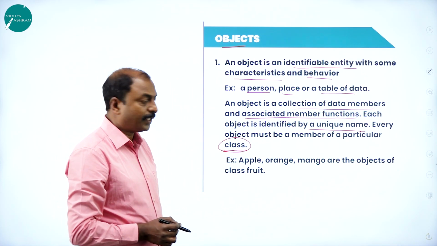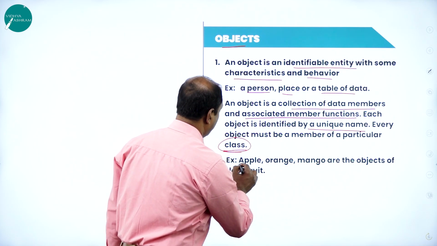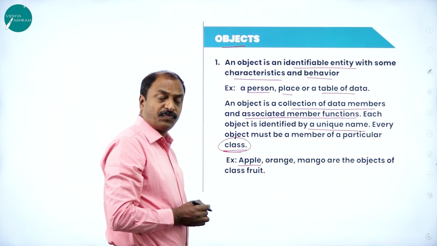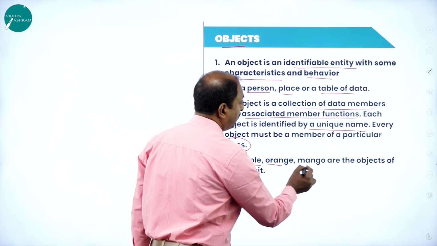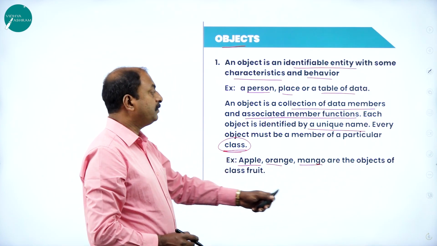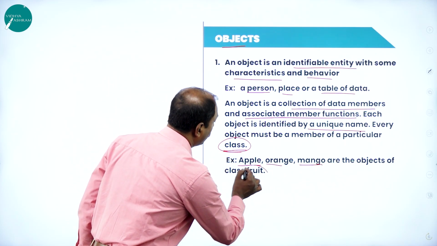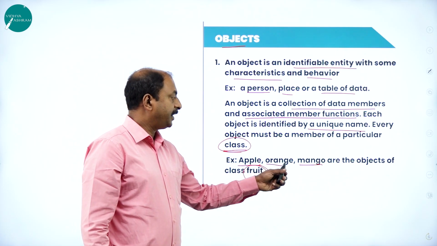Now, look at the example. Apple, orange, mangoes are objects. So here we can say apple is a fruit. It's an example for an object. Similarly, orange, mango. All these we can give as examples, and all these belong to a class called fruit. So that's the definition of a class. So object is the one thing here.